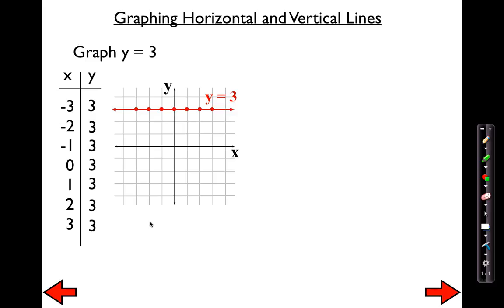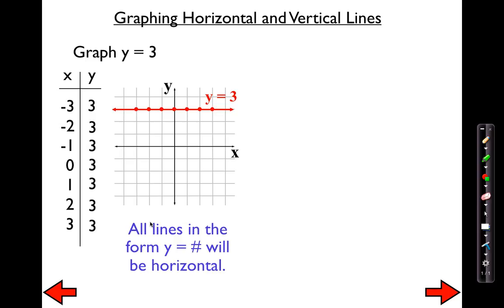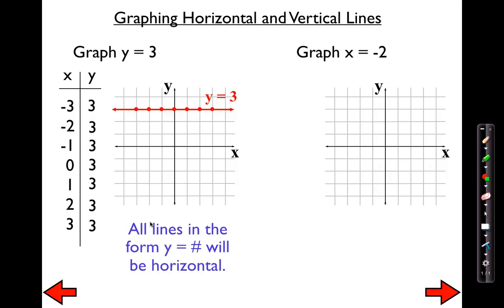Notice here, this will create a horizontal line. And that's it. So you're going to notice all lines in the form of y equals a number will be horizontal. Okay, well what about if it's x equals a number? Well, same idea. This is the rule. It says x equals -2.